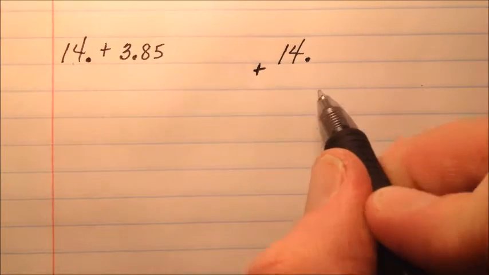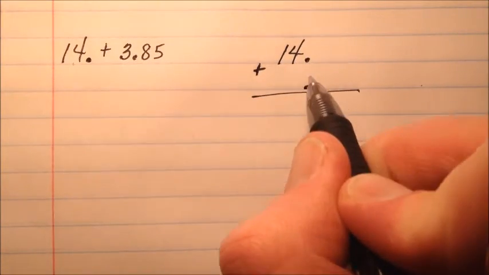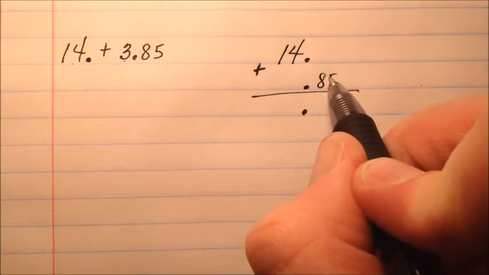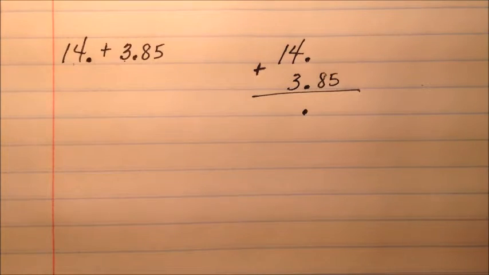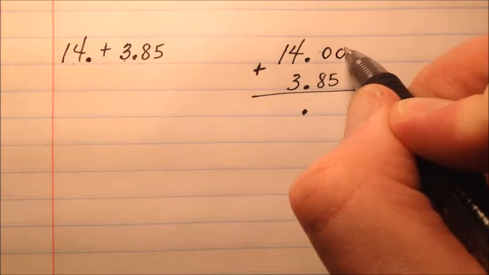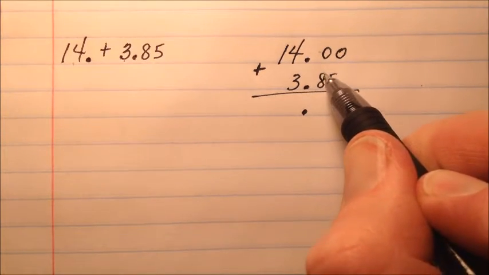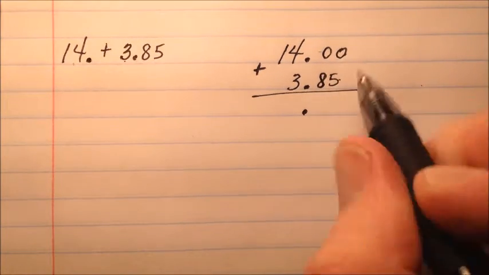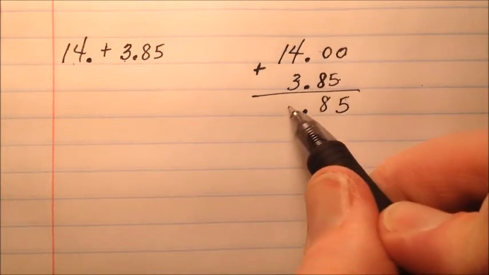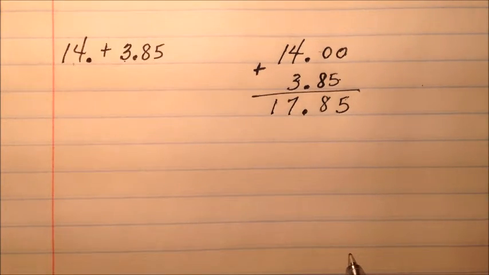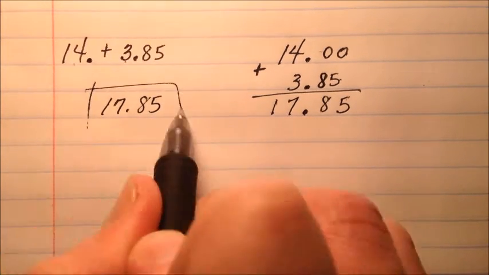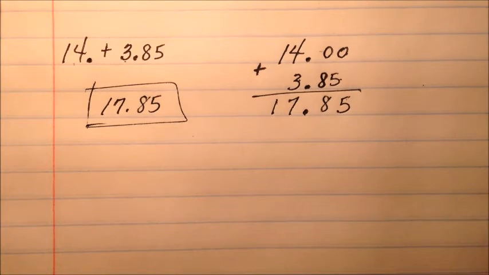And I'm going to add to that something with decimal points. They're all going to line up again. So the 3.85, the 0.85 will go there, and the 3 will go right in front of that decimal place. And again, we can put all the zeros we want up here as placeholders, so it makes the addition a little easier so we don't make silly mistakes. So 0 plus 5 is 5, 0 plus 8 is 8, 4 plus 3 is 7, and the 1 comes down for the ride. So it looks like 17.85 is my answer for that last decimal addition problem.